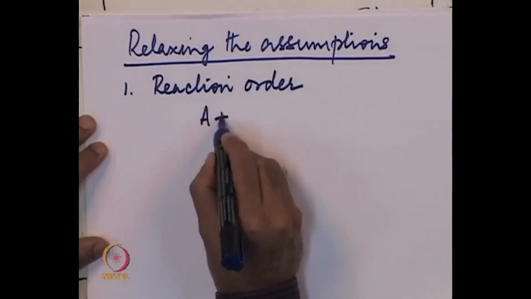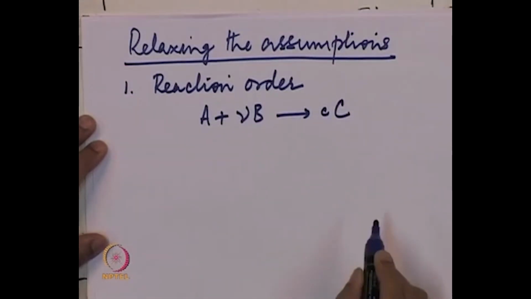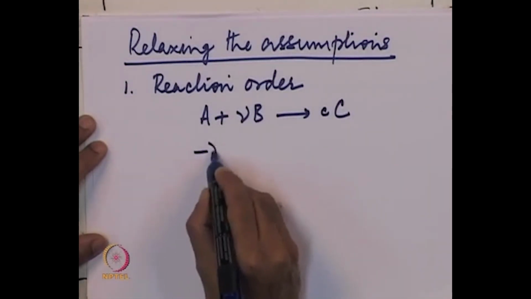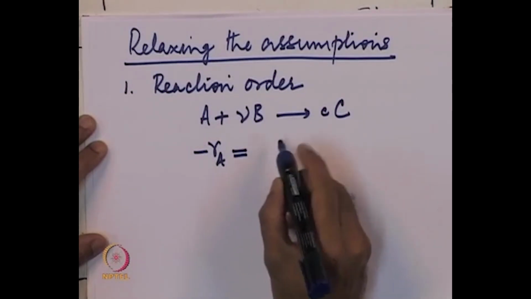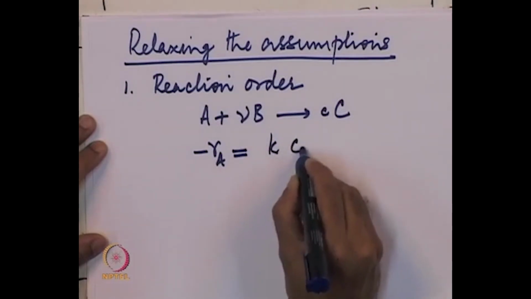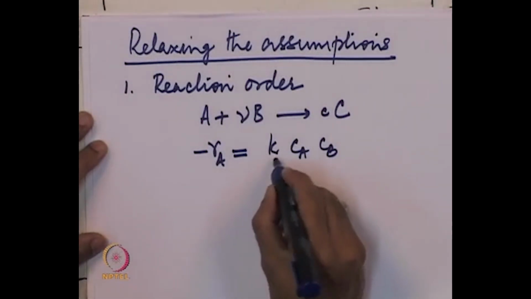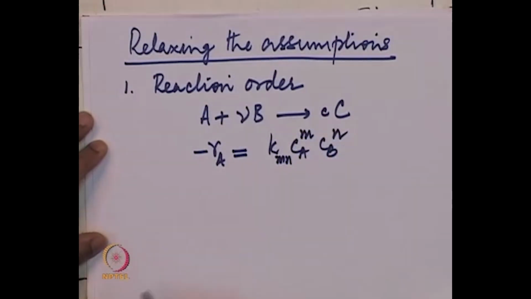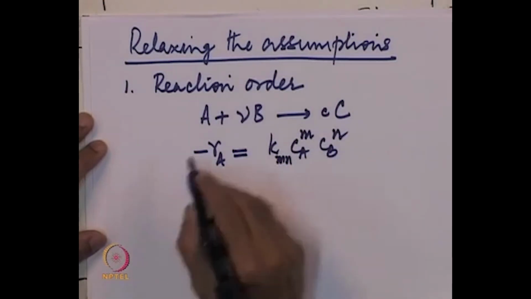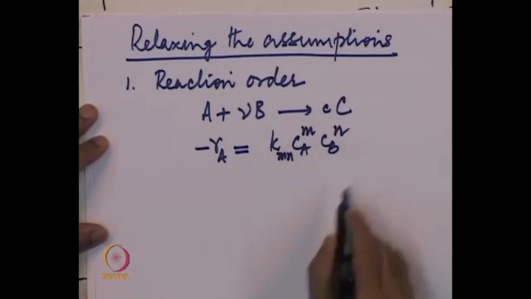So, we have assumed that A plus nu B going to C is the reaction, and we have assumed that the intrinsic rate of this reaction is given by k C_A C_B. That is the case for which we have developed the theory so far. Supposing the reaction is mth order in A and nth order in B, and the rate constant is appropriately designated as k_mn, what difference does this make, and how good are the theories that we have developed so far for the second order reaction in cases such as this?